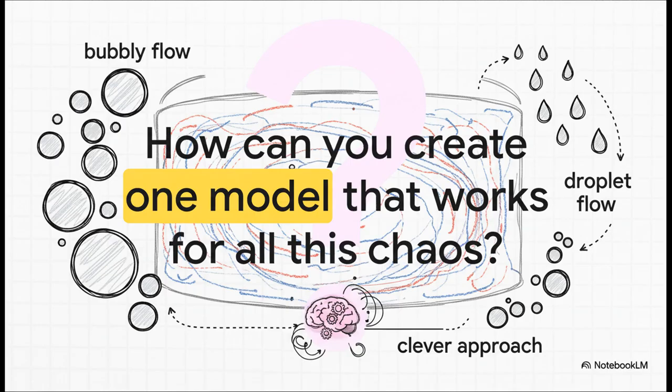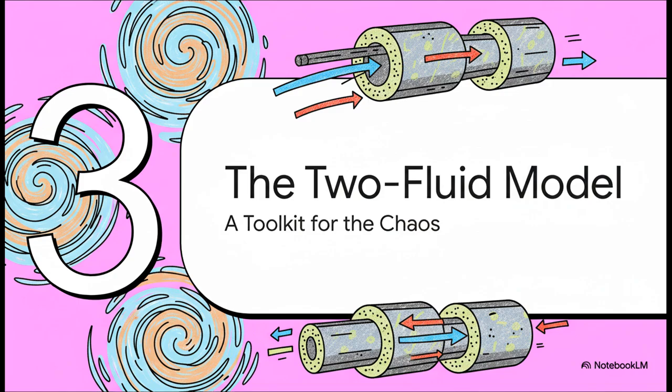So the big question is, how can you possibly create a single model that works for all this chaos? I mean, you can't just treat it like an average fluid. The physics for bubbly flow is totally different from droplet flow. So scientists needed a much, much cleverer approach. And that brings us to the solution. This was developed by scientists at places like Argonne National Laboratory, and it's called the two-fluid model.